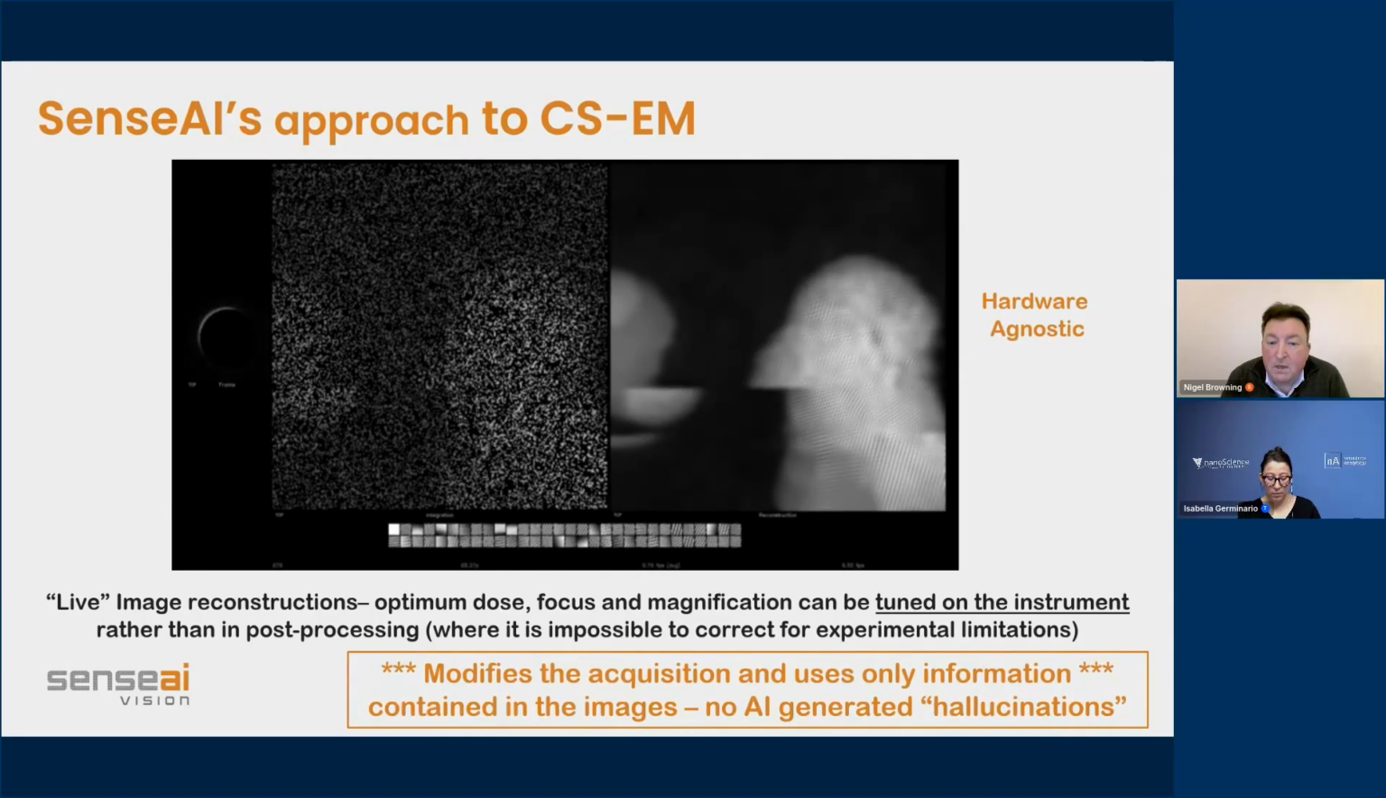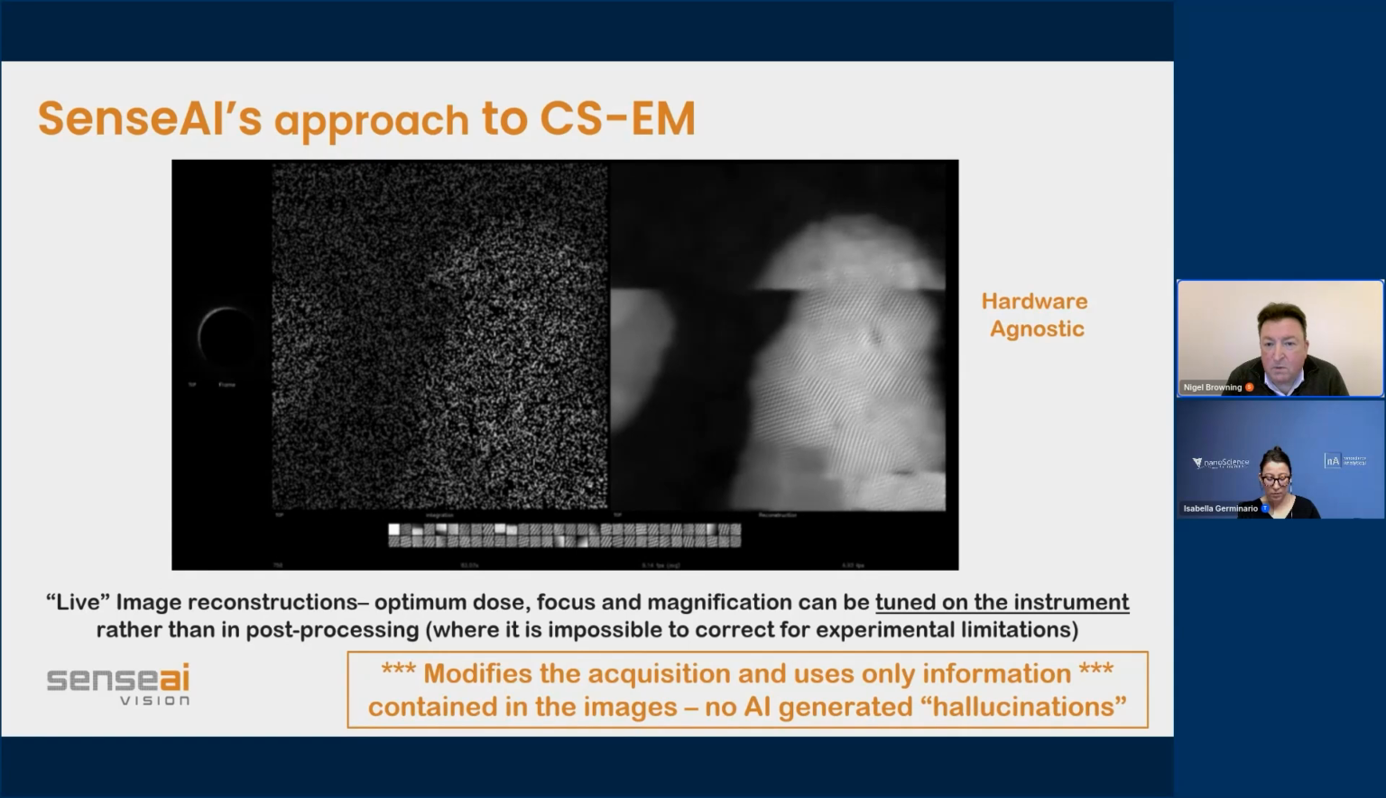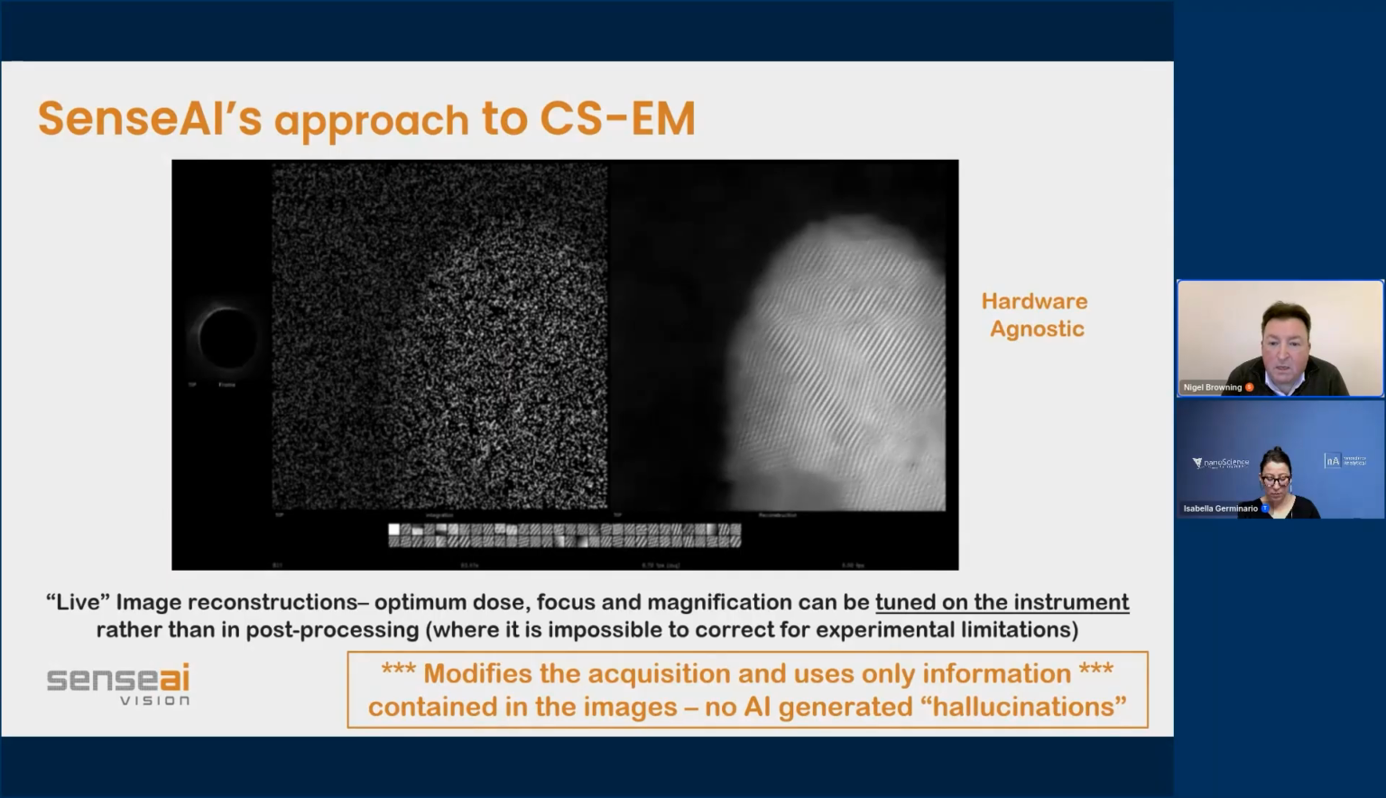pattern here. The important thing about the compressive sensing compared to other artificial intelligence techniques is you can see that we can change focus, we can change magnification, we can change position. We don't have to do any learning approach to this. We don't need any training data. We get a live image.